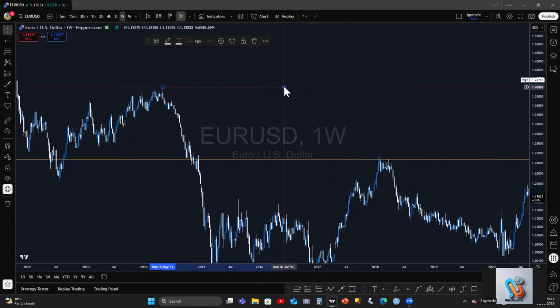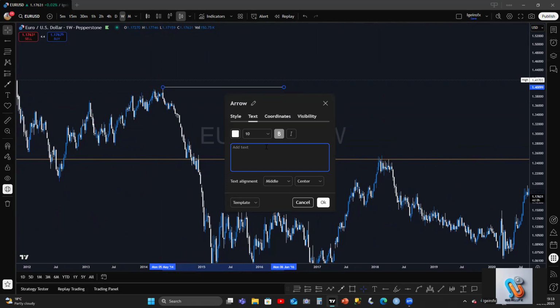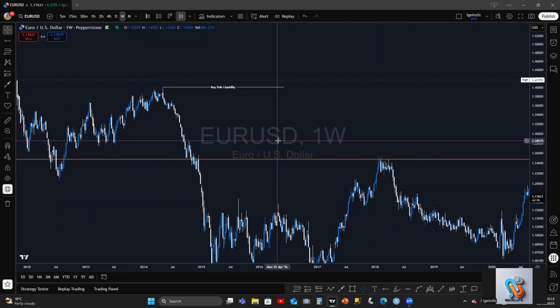This is a resistance where sellers stay. Then we say buy side liquidity. All right, buy side liquidity.